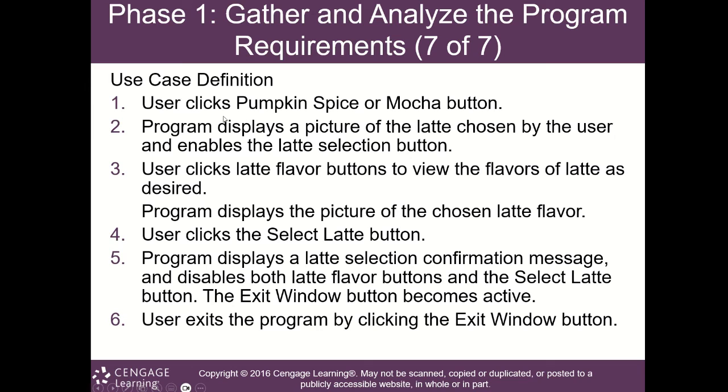So for the use case definition, number one: user clicks pumpkin spice or mocha button. Program displays a picture of the latte chosen by the user and enables the latte selection button. So all verbs, you can see use cases are all verbs. Then user clicks the latte flavor buttons to view the flavors of latte as desired. User clicks the select latte button. Program displays a latte selection confirmation message, and then user exits the program.